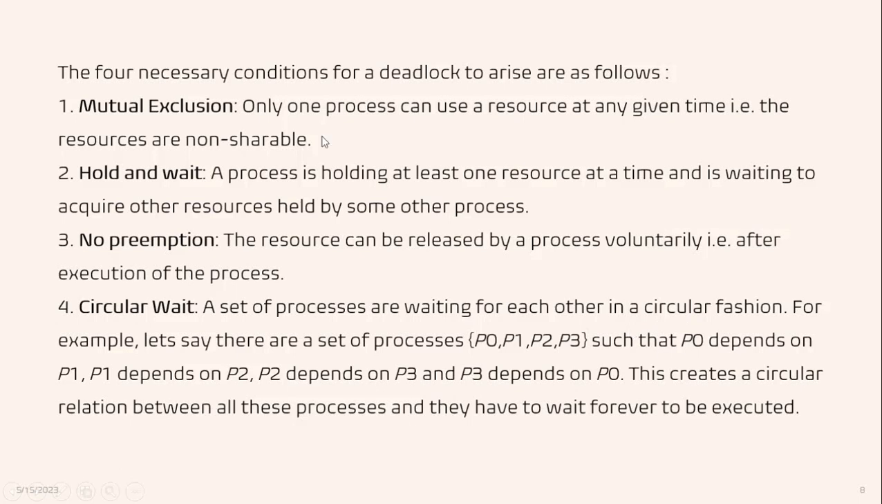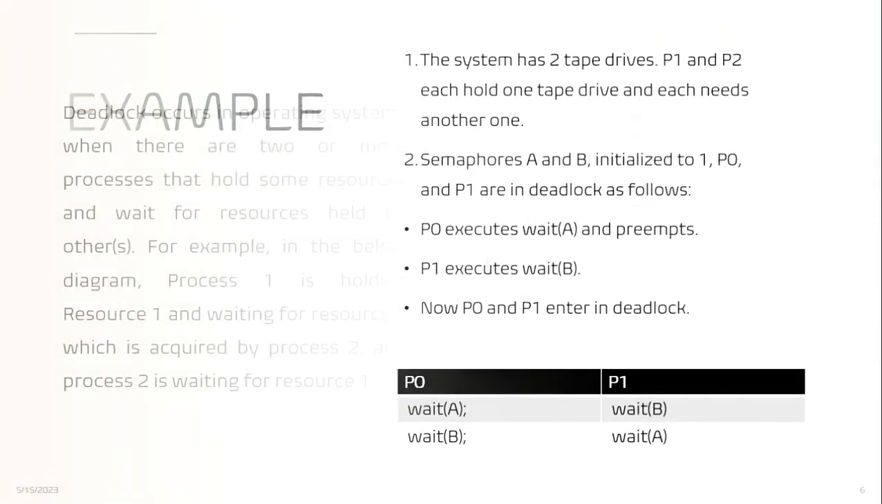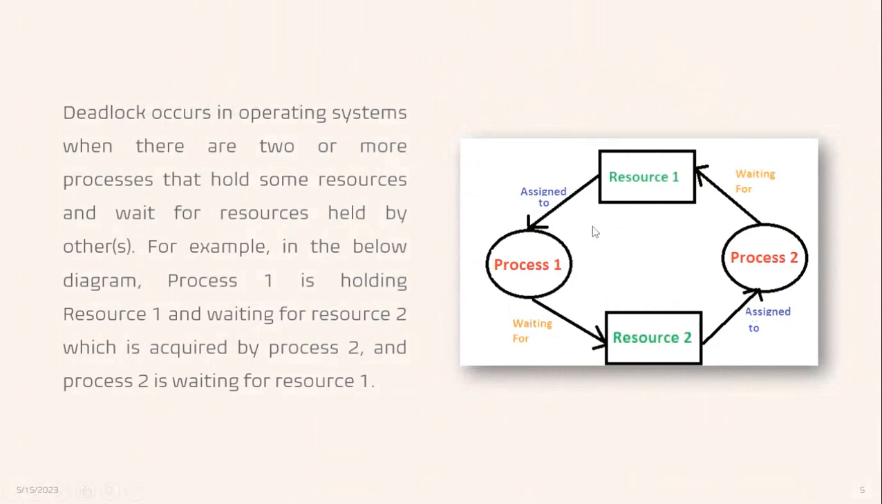The first is mutual exclusion. In mutual exclusion, only one process can use a resource at any given time. That is, the resources are non-shareable. You can understand this from the previous example I showed you, let me take you back. Over here, each process holds one resource and this resource cannot be shared by the other process. Thus, they enter into deadlock.